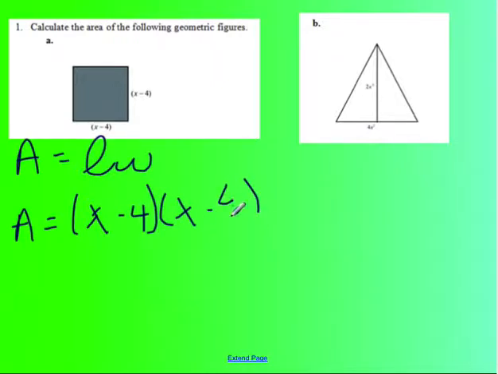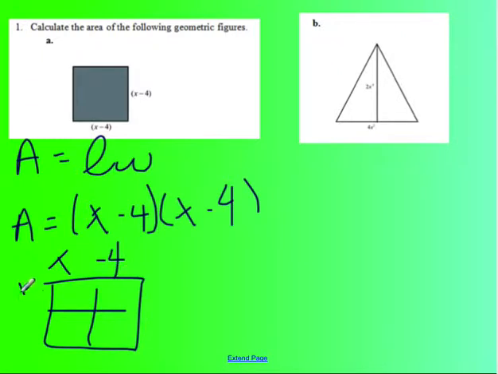Now, whenever you have two binomials being multiplied together, that's where you need to go to the box method. So you have x minus 4, x minus 4. Well, x times x is x squared. x times negative 4 is negative 4x. Negative 4 times x is negative 4x. Negative 4 times negative 4 is 16.